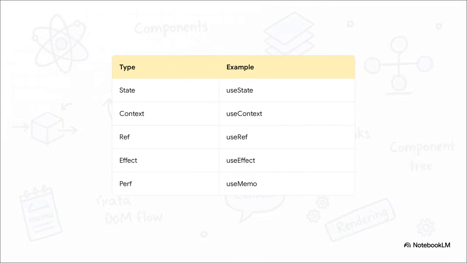Now, what's really interesting about this is that we can categorize these power tools into 5 main types: state, context, ref, effect, and performance. They all have very specific purposes, from passing data around to preventing unnecessary background work. But here's the secret. While you will eventually use all of these, the vast majority of your time is going to be spent using just 3: useState, useEffect, and useRef.